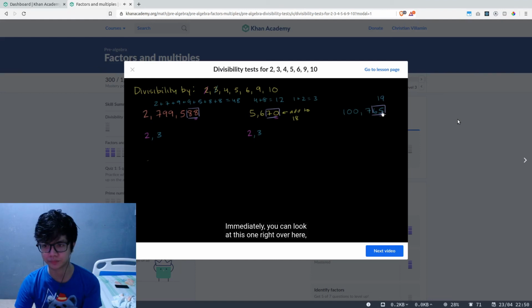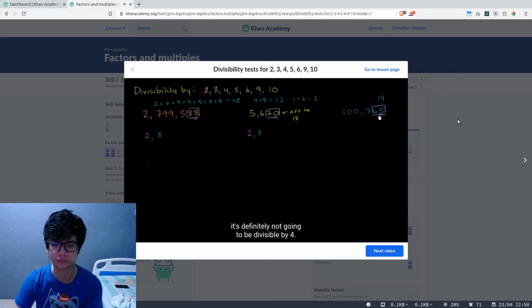Immediately, you can look at this one right over here. See, it's an odd number. If it's not going to be divisible by 2, it's definitely not going to be divisible by 4. So this one's not divisible by any of these first few numbers right over here.